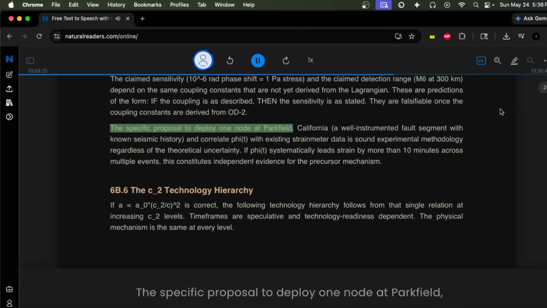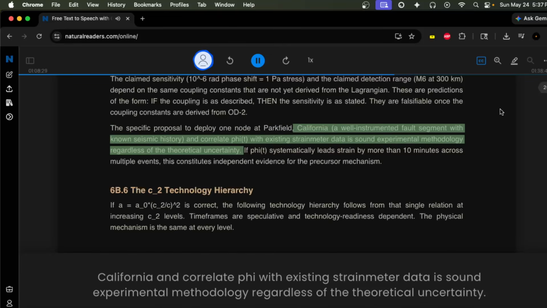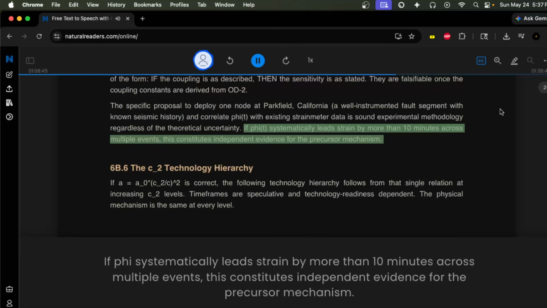The specific proposal to deploy one node at Parkfield, California and correlate phi with existing strain meter data is sound experimental methodology regardless of the theoretical uncertainty. If phi systematically leads strain by more than 10 minutes across multiple events, this constitutes independent evidence for the precursor mechanism.